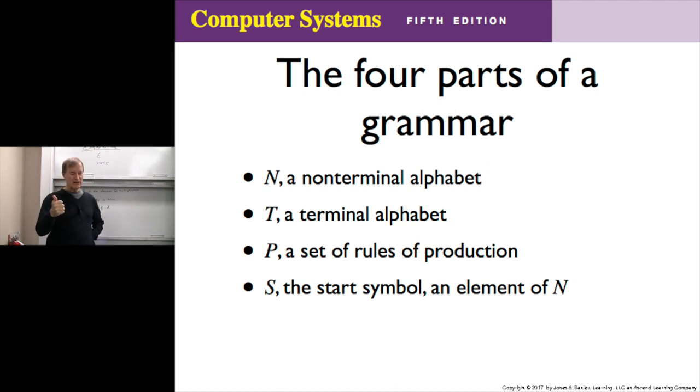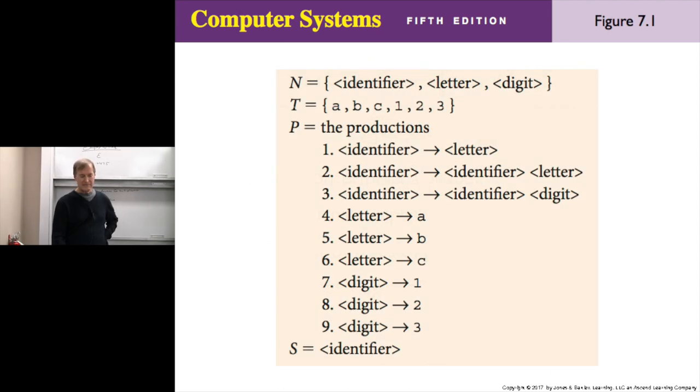N, which is a what? Non-terminal alphabet. T, which is a what? Terminal alphabet. P, which is a what? Set of rules of production, and S, which is a what? The start symbol, which is an element of what? N. This you have to memorize. This you need to know.